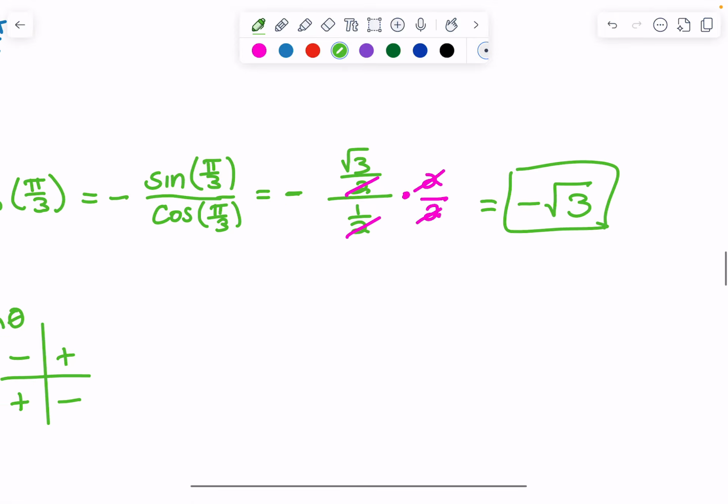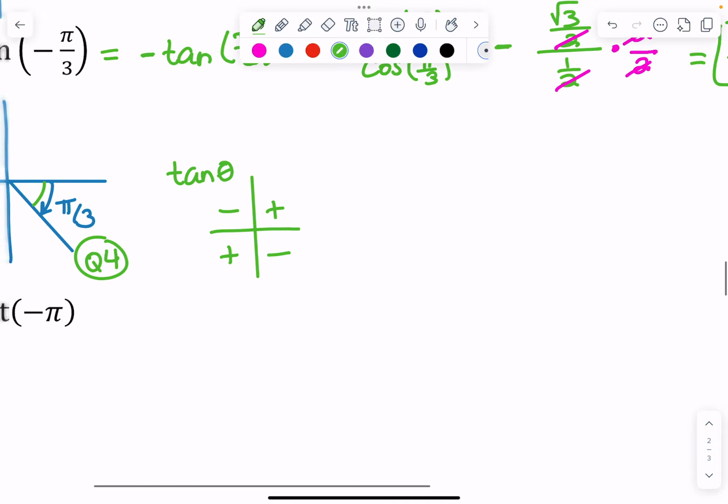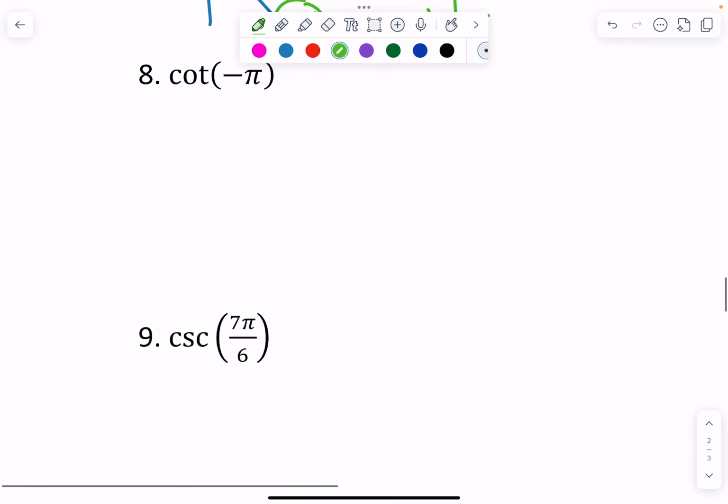All right, let's see. I got a couple more. I'm going to go ahead and keep going. If you need to pause or take a break, pause and take a break.